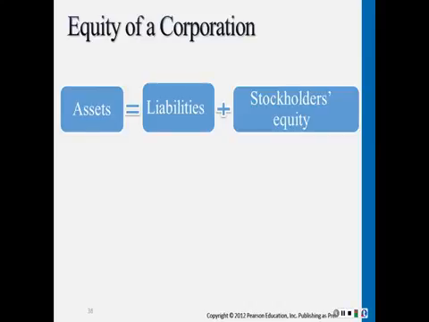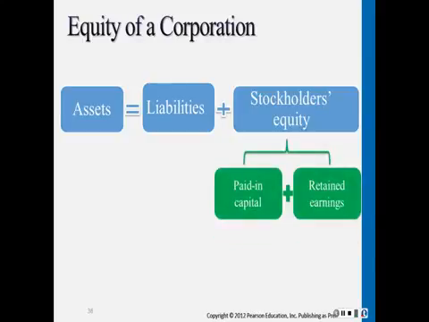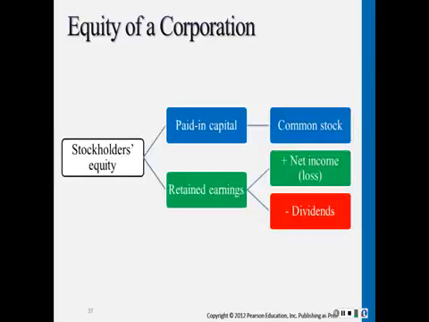The equity of a corporation, called stockholders' equity or shareholders' equity, is divided into two main categories: paid-in capital and retained earnings. Paid-in capital, or contributed capital, is the amount invested in the corporation by its owners or the stockholders. Retained earnings is the amount earned by the income-producing activities kept for the business. So it's the profits that are being plowed back into that business.